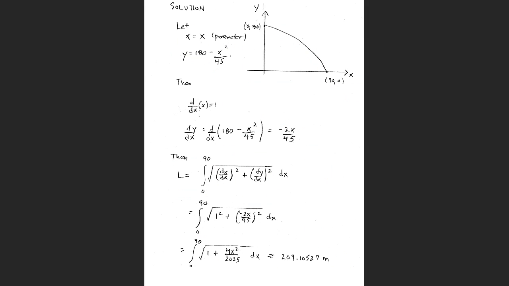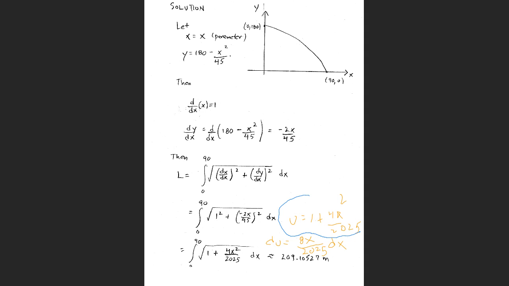well, u equals 1 plus 4x squared over 2025, and then du would equal 8x over 2025 dx, right? Let me go to blue here. This would be like a substitution, but would it work?